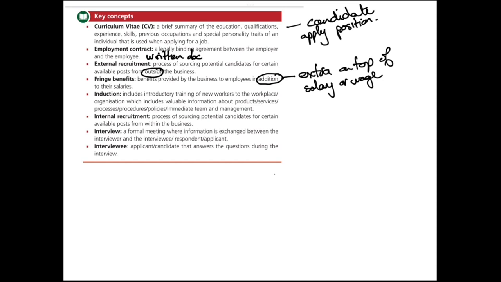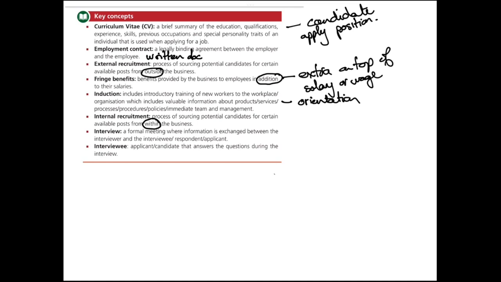So that means induction is in essence basically an orientation that you put the employees through, but you don't call it orientation, you talk about induction. Internal recruitment is where you get people from inside the business, so within the business. Interview is the situation where there is a formal meeting and information is exchanged between the interviewer and the interviewee.